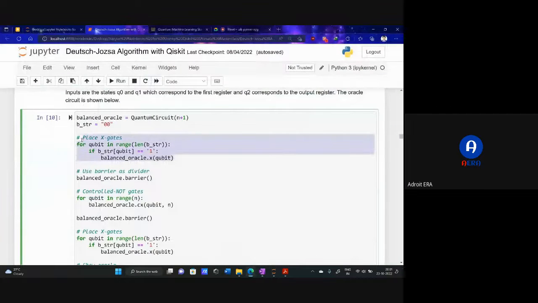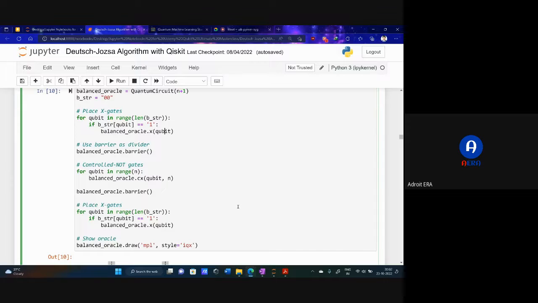This is the function, but it's very easy. Don't be afraid of this function. We are taking the length of this bit string, and with that we are running the loop, because we want to run the loop for the whole bit string. Whenever b_str of the qubit is equal to 1, that means whenever the bit string is 1 in value, then balanced_oracle.x(qubit), that means onto the quantum circuit apply the X gate onto that particular qubit. That is the meaning of this line of code.